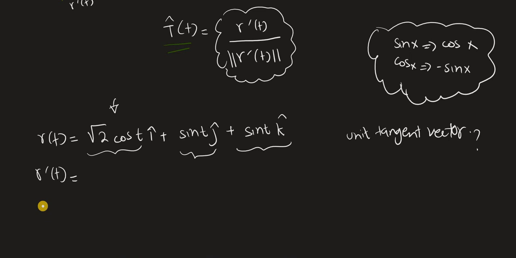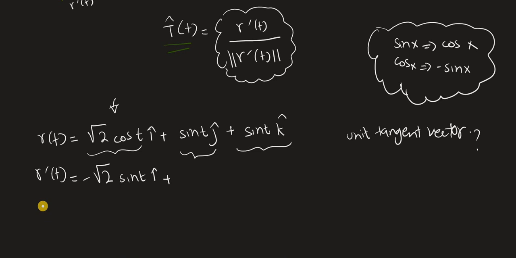Cos of x or cos of t doesn't matter. The parameter doesn't matter, it's just the same thing. Okay, so it's negative sine. Here the constant doesn't change, so then it's going to be negative sine of t i hat.